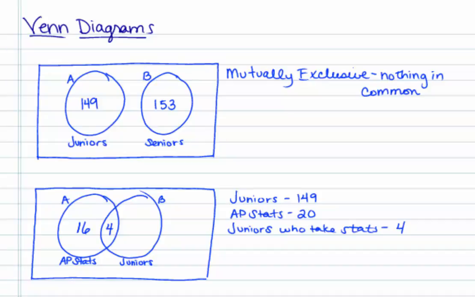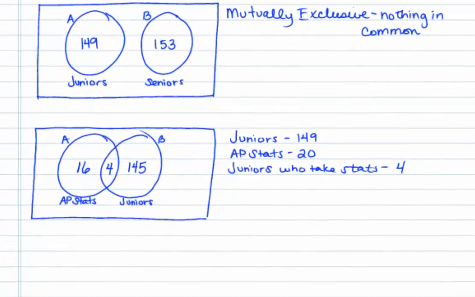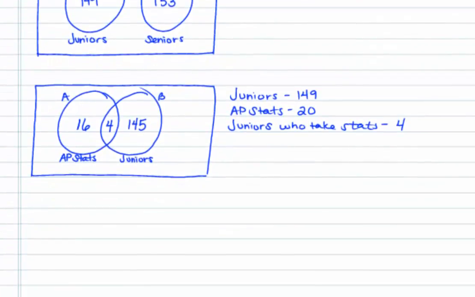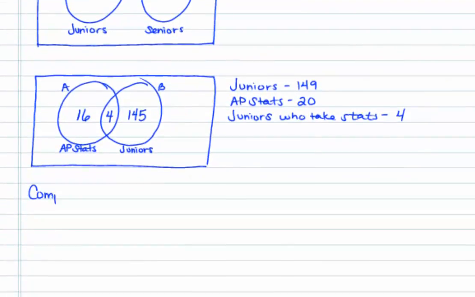in that circle. So that means for juniors, I wouldn't put 149, I would want to put 145. So that in that circle, there's 149 people, taking into account the 4 people that overlap. Then there's a couple notations. So the complement.